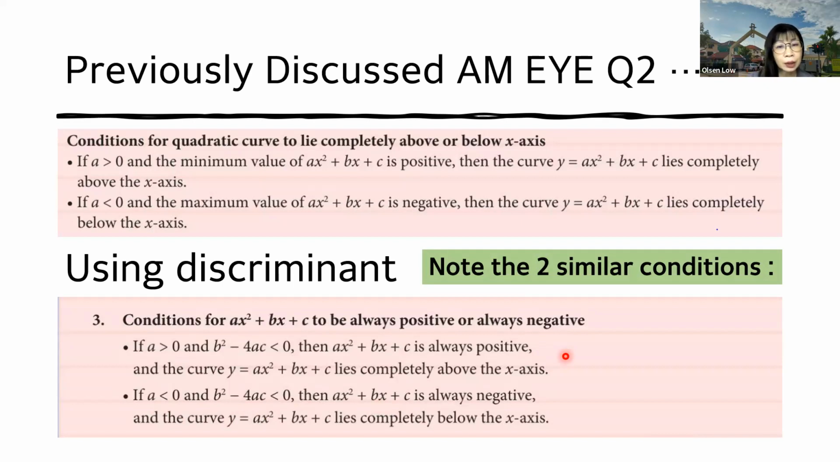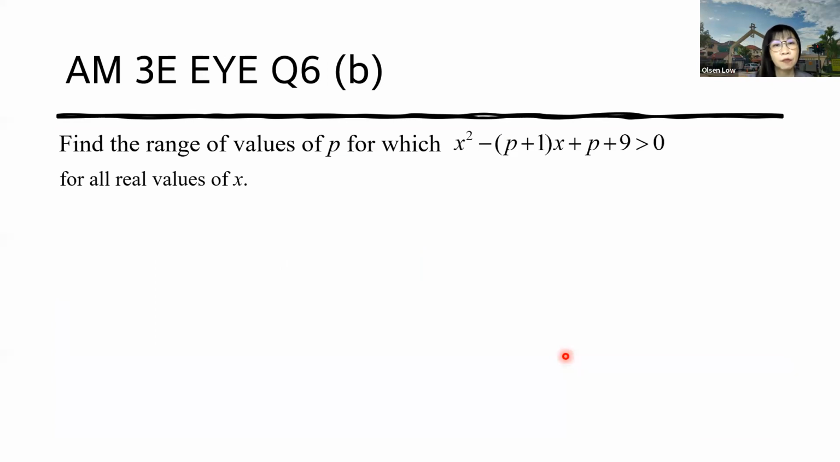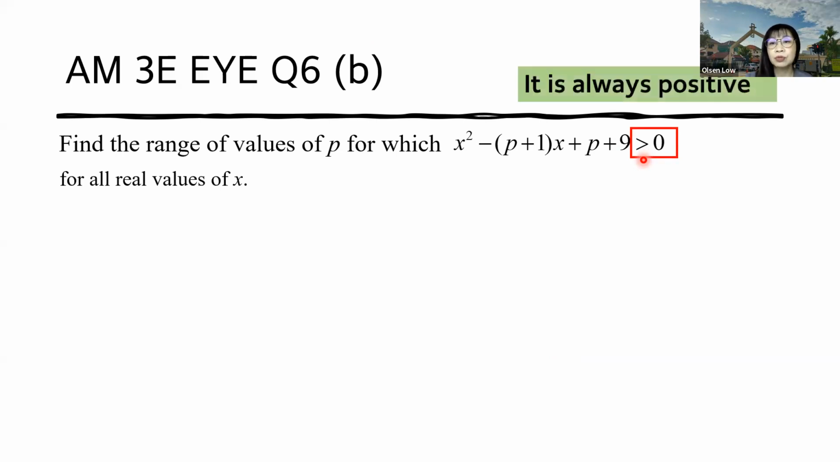Now let's see how we can apply this concept to exam question 6. In this case, we want to find the range, given that the expression is greater than 0. When it is greater than 0, you need to take note that it simply means that the curve is always positive.